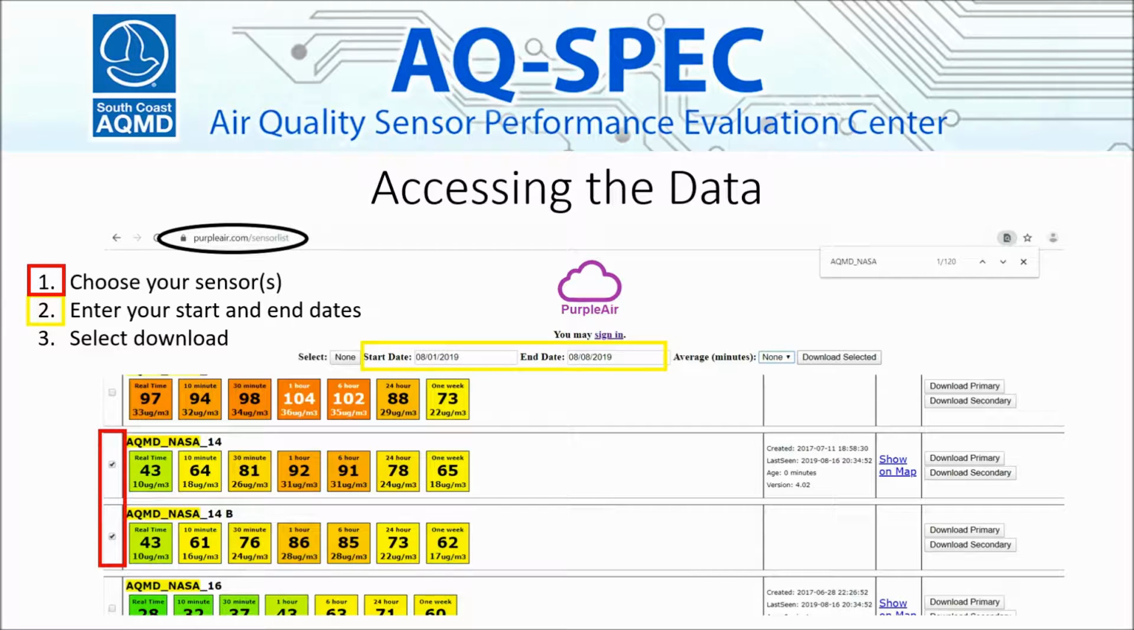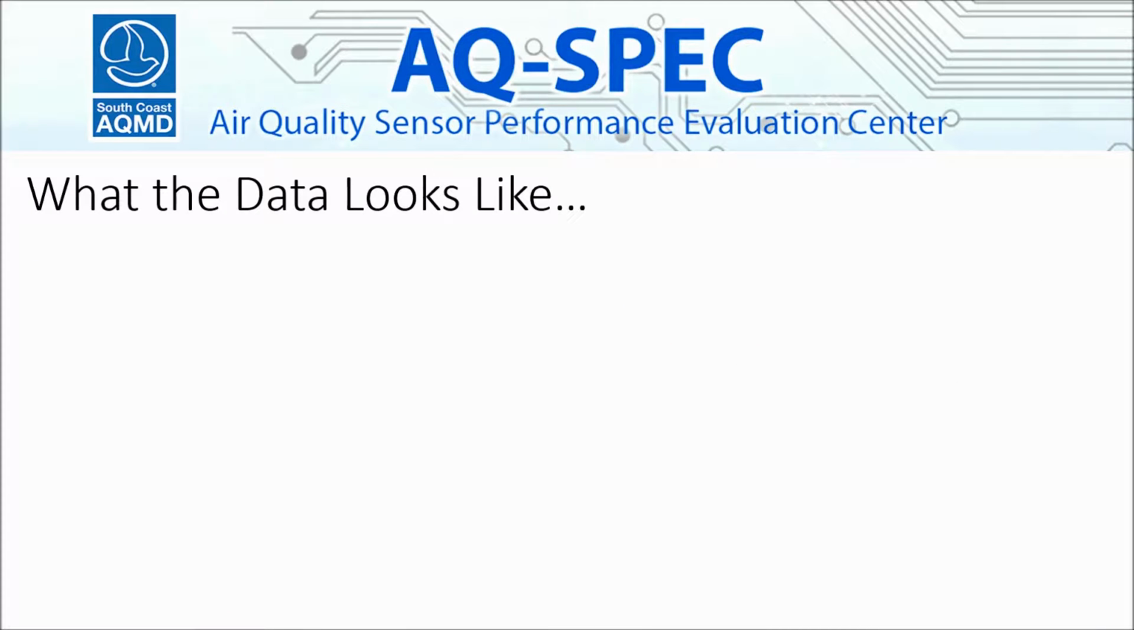Next, you'll enter in your start date and end date of the data you'd like to look at, and then you just hit download, and it all comes to your computer as Excel files that are easy to open and pretty much ready to go. So let's talk about what the data looks like.